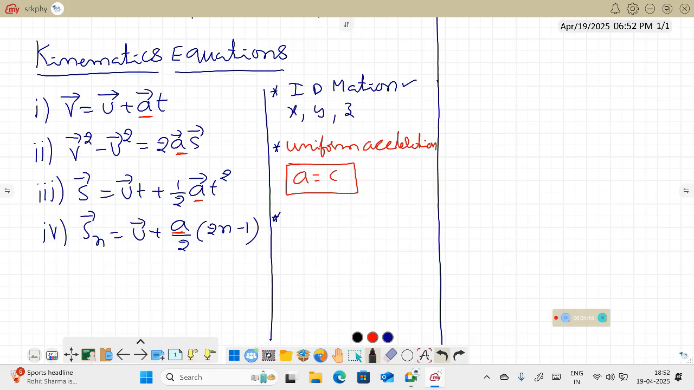What is u? Already we told, no. U is called initial velocity. V is called final velocity.